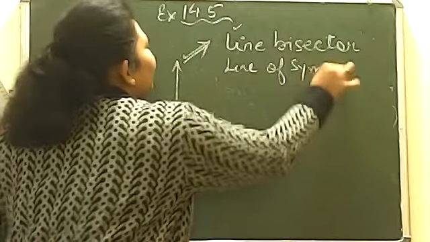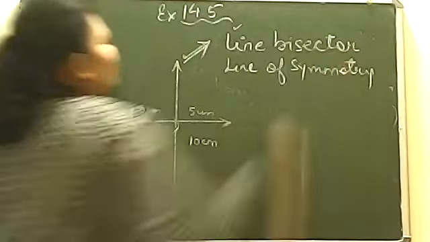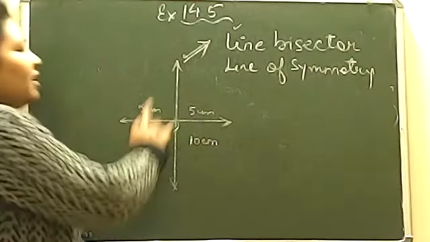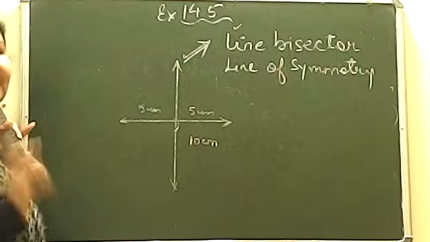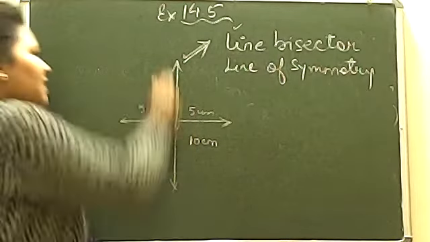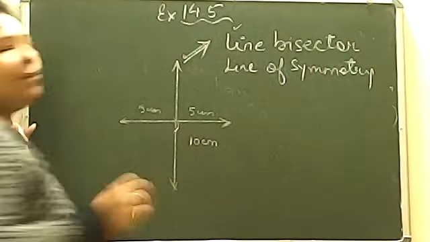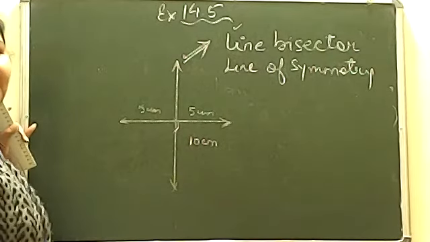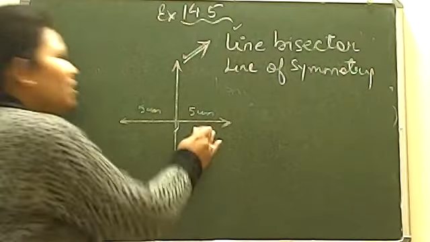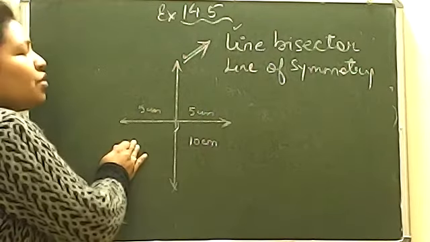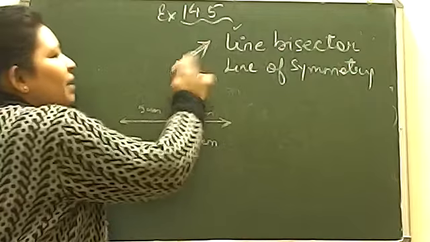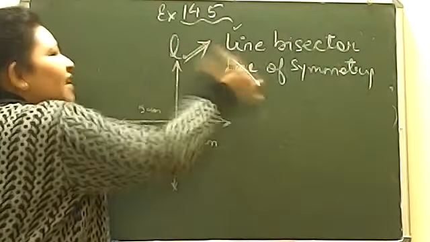The second name of this line is line of symmetry. Now let me tell you why we are calling it line of symmetry, because you know the earlier line was of 10 centimeter, and this is the line which is dividing this line into two mirror halves. Two equal mirror halves. This is also 5, this is also 5. So remember, this line will be known as line of symmetry as well.